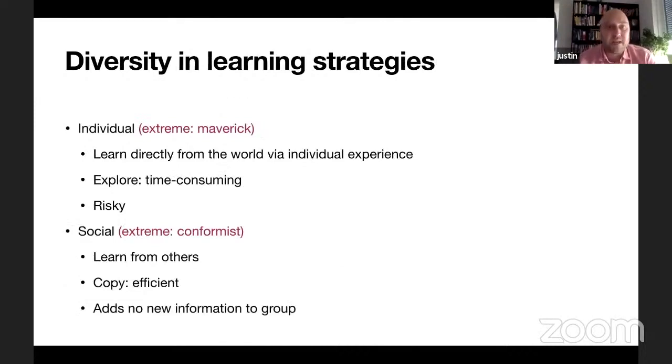So what do I mean by diversity in learning strategies? Well, there are several ways to look at it. And one way is to talk about these two broad classes of strategy. One is individual learning, where you learn directly from the world via your individual experience. So for instance, let's say I want to find the best restaurant in Munich. If I'm doing individual learning, I will go out and try a bunch of restaurants to see how good they are. The downside is that this is time consuming and expensive, and it's also risky. I might end up trying a bunch of bad restaurants to find one good one.